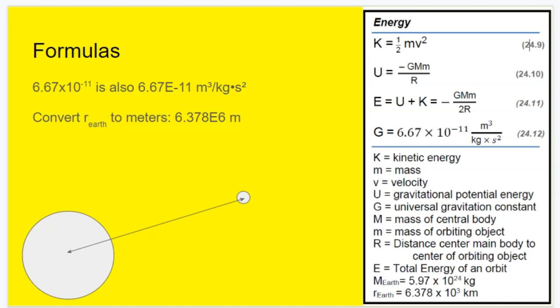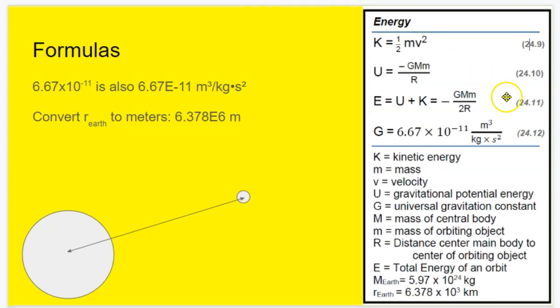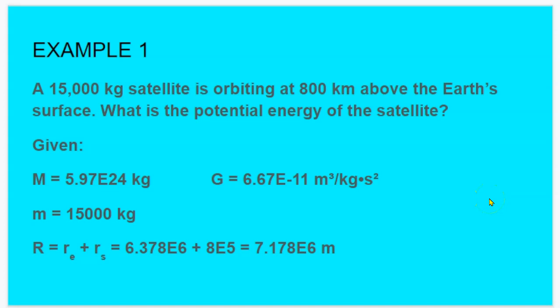All right, now that we've talked about these formulas, let's look at an example. So the first example I want to talk about is this problem. You have a 15,000 kilogram satellite. It's orbiting 800 kilometers above the Earth's surface. What is the potential energy of the satellite?